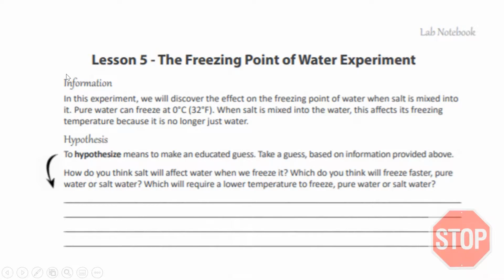So let's read through this first experiment. Lesson 5, the freezing point of water experiment. Information. In this experiment, we will discover the effect on the freezing point of water when salt is mixed into it. Pure water can freeze at 0 degrees Celsius, which is 32 degrees Fahrenheit. When salt is mixed into the water, this affects its freezing temperature because it is no longer just water.